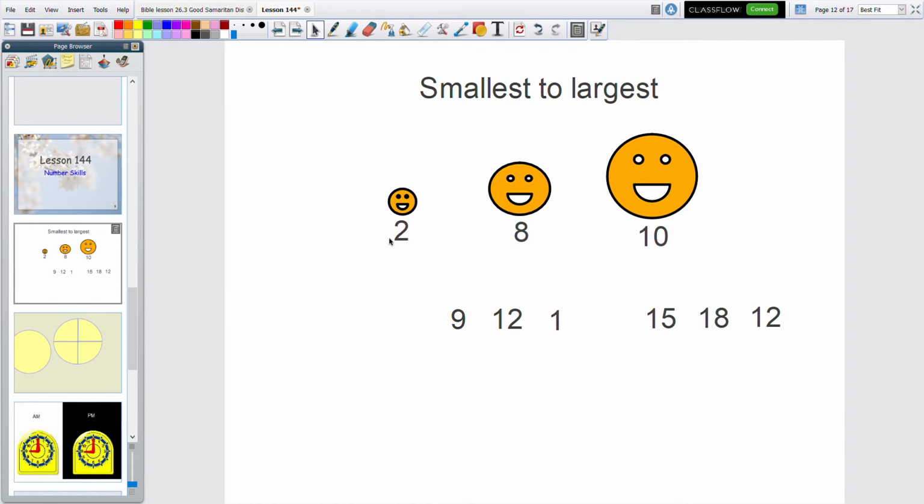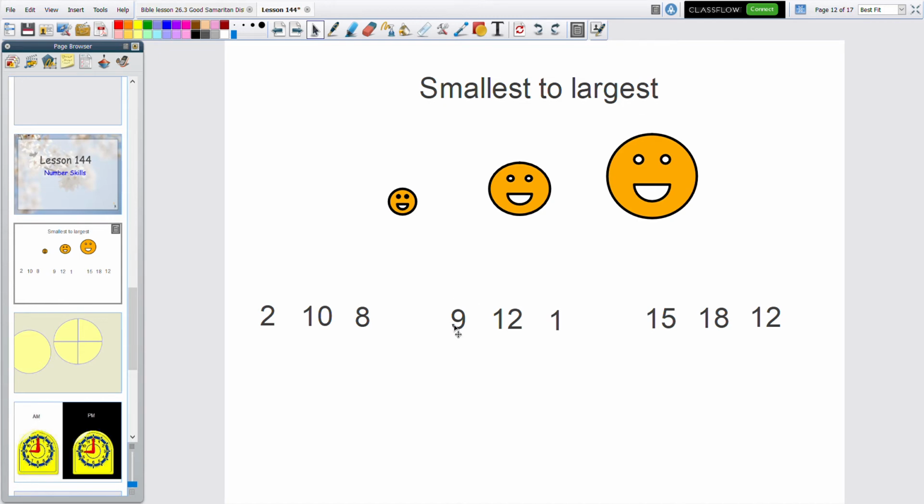So let's count and see if we come to them in the right order. 1, 2, 3, 4, 5, 6, 7, 8, 9, 10. We did it. So I'm going to put that back where they were, just right back there. And then we're going to go to the second set of numbers.